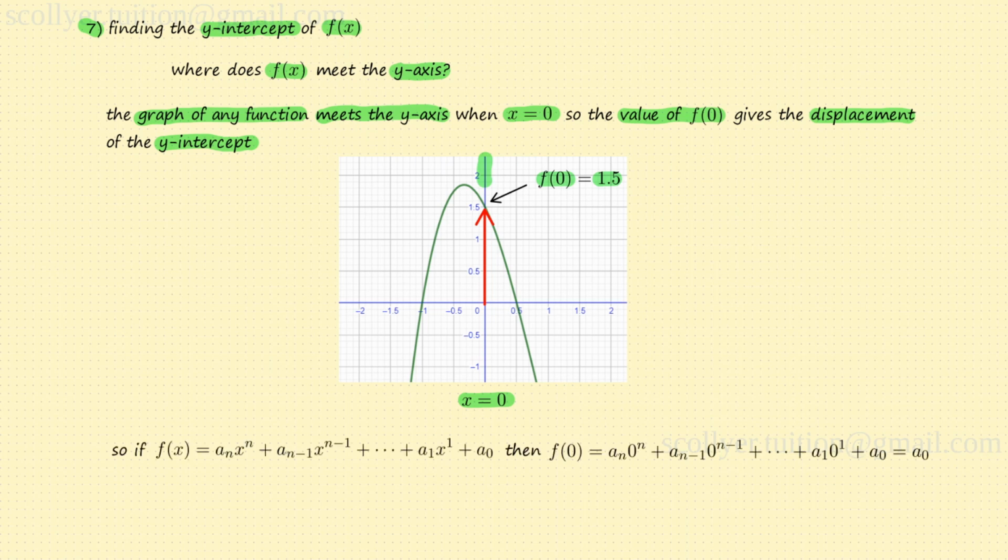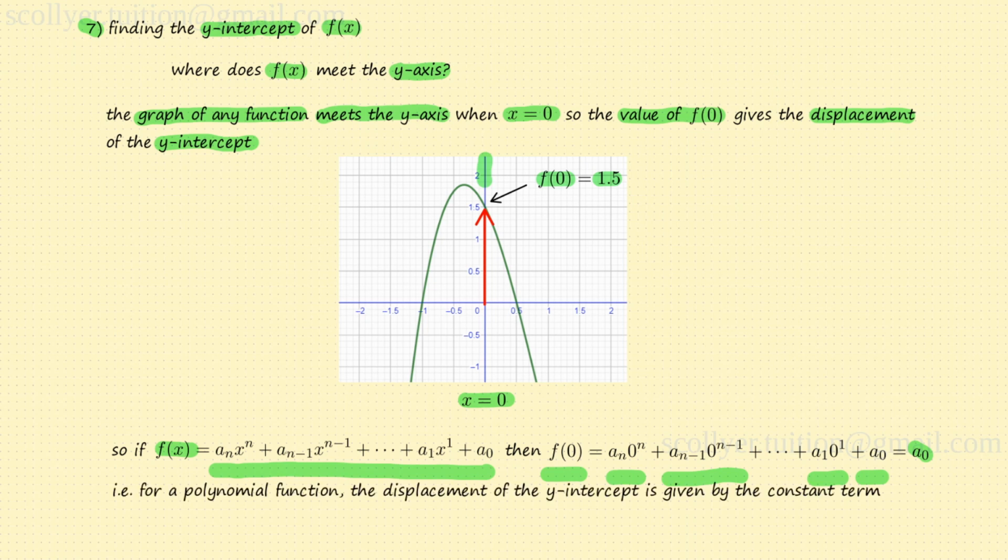Now, for the general polynomial function, f of x is given by this expression, and so f of 0 evaluates simply to a sub 0, the constant term. And so we have a very simple result. For a polynomial function, the displacement of the y-intercept is given by the constant term.